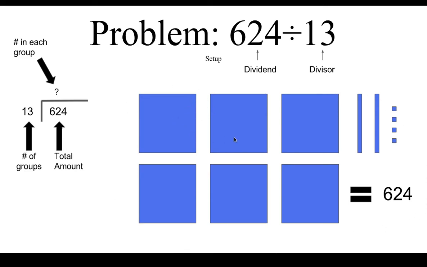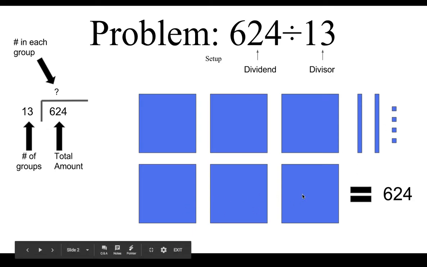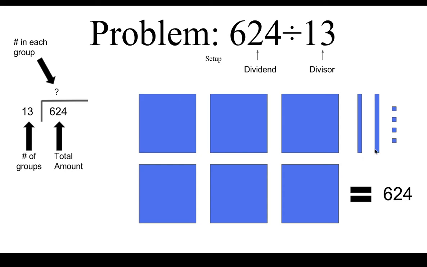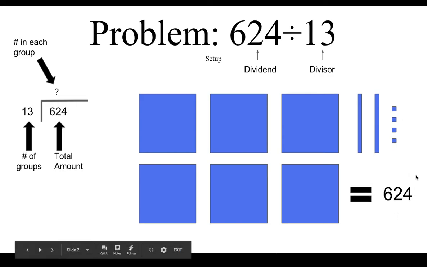So there's 6 100s, and then there's 2 10s, and then there's 4 1s. And numerically, the 6 100s would be 600, the 2 10s would be 20, and the 4 1s would be 4. So if you add that all together, you get 624.